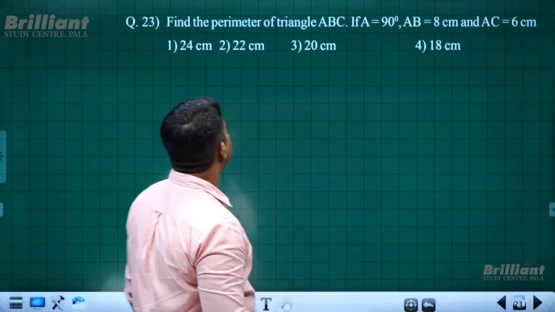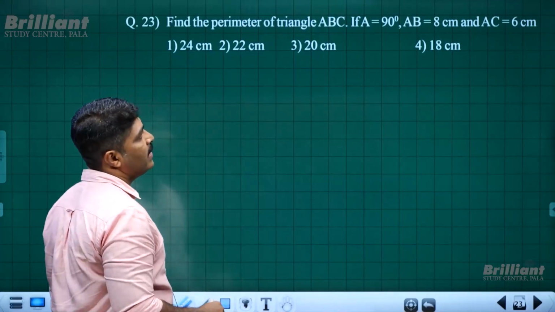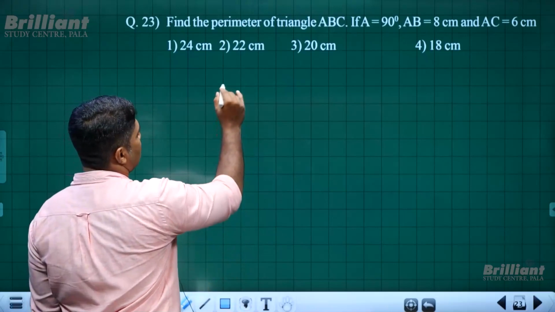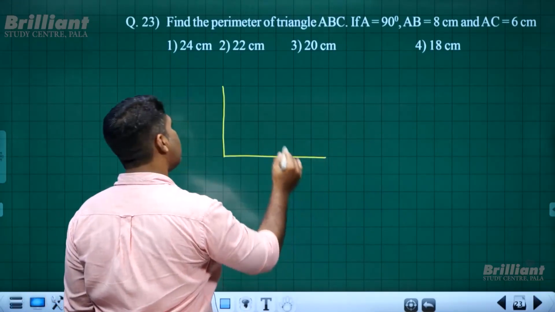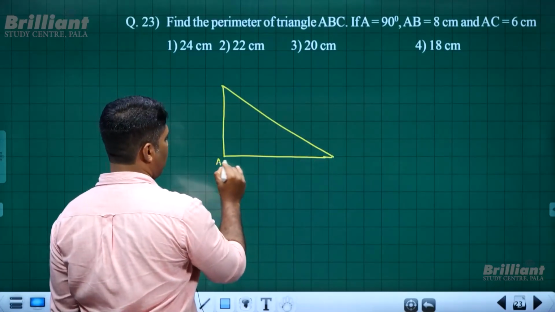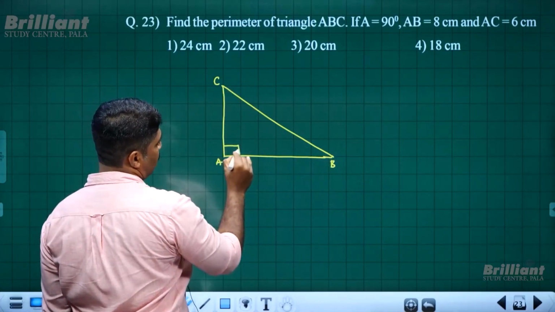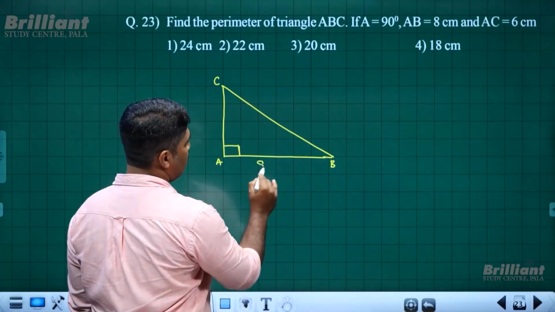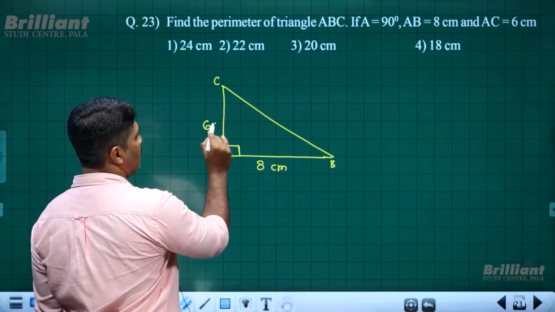So the next question: find the perimeter of a triangle ABC if A equals 90 degrees, AB is 8 centimeter, AC is 6 centimeter. Just consider a triangle here. It's a right triangle. We consider this as A, B and C, and this A equals 90 degrees. It is given that AB is 8 centimeter and AC is 6 centimeter.